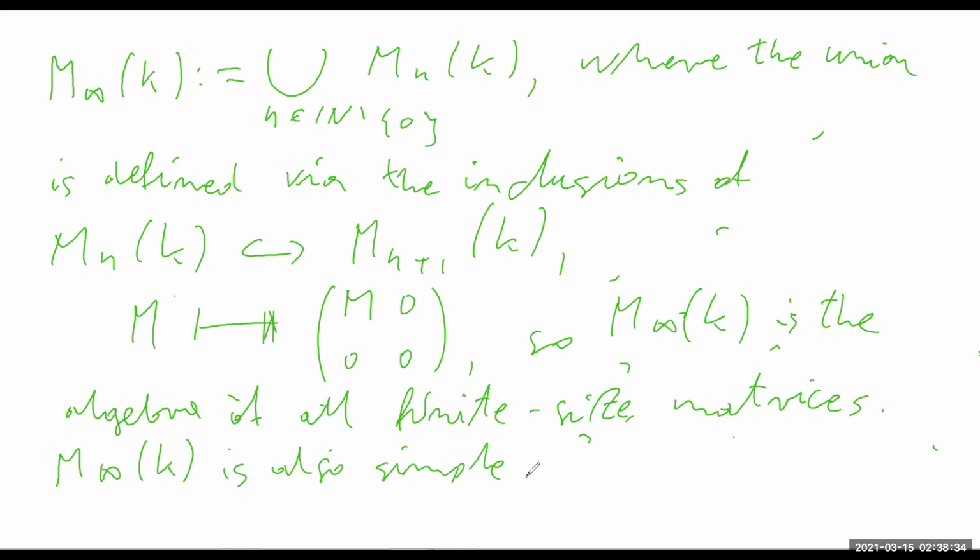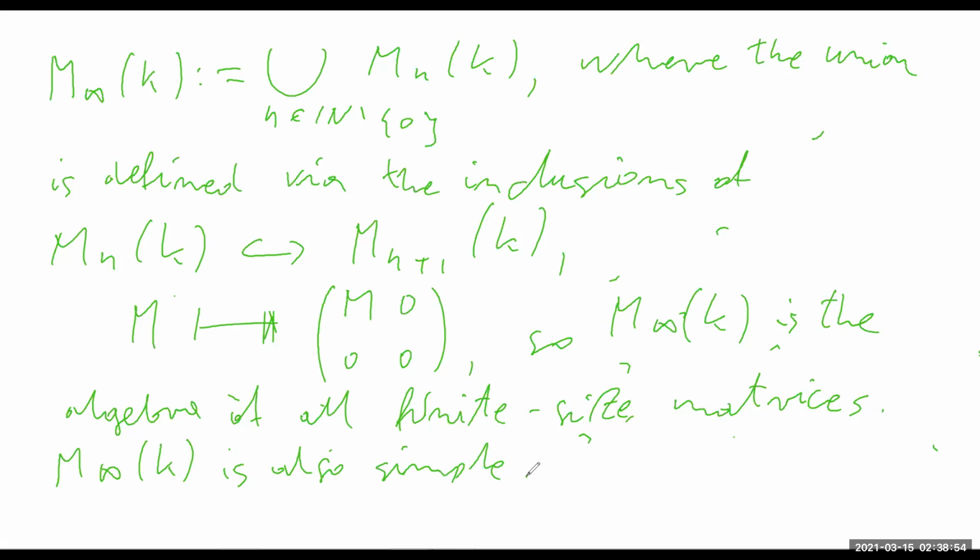And to prove it, it's a new exercise. Well, you have to modify the proof a little bit because this is a non-unital algebra. And basically, you prove it by showing that absolutely all elementary matrices, so the linear basis for this matrix algebra, will be in any non-zero ideal.